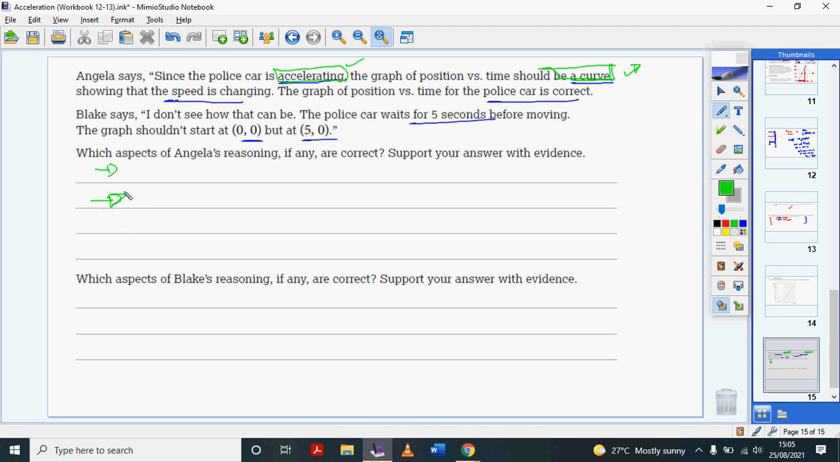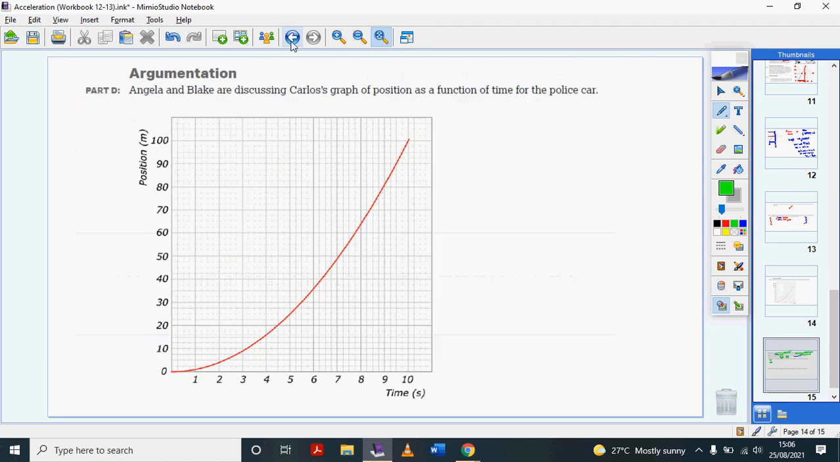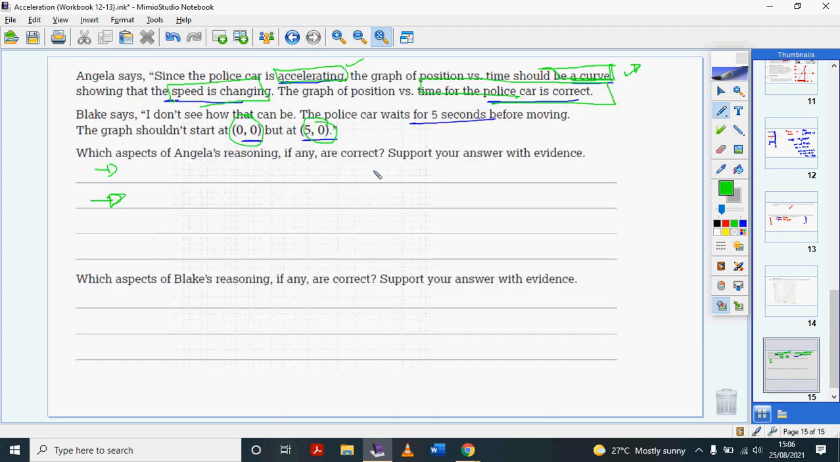But however, the graph is not entirely correct, because that graph should not start at 0 for the police car. It should start at 5. Right? This graph should not start at 0 seconds, it should instead start at 5 seconds. And that's what Blake says. So which aspects of Blake's reasoning are correct? Blake is right that the police car waits for 5 seconds. So the graph should not start at 0, but it should start at 5.